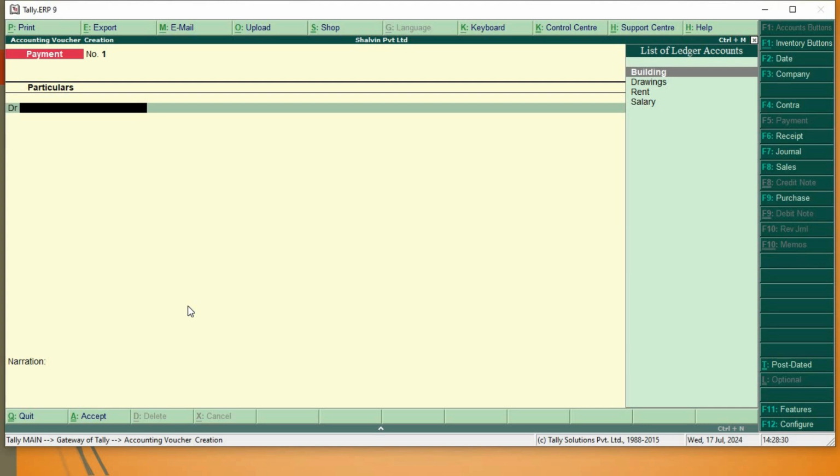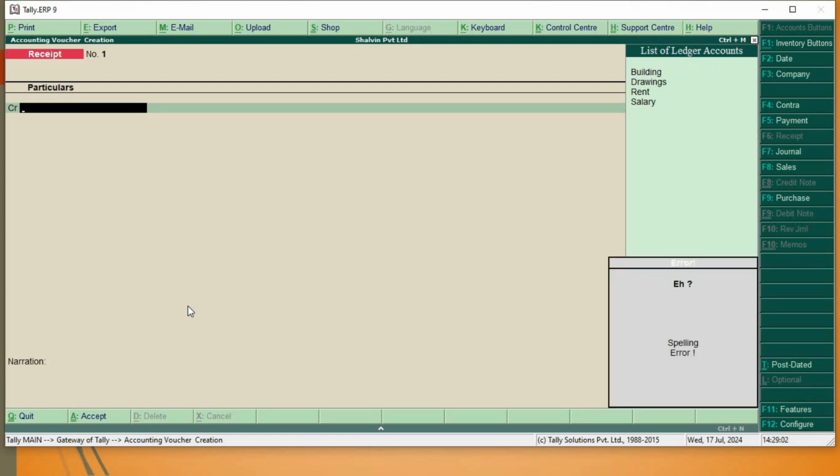So capital, there is inflow of money. So it has to be entered in receipt voucher. And the shortcut key for receipt voucher is F6. Capital, it is on the credit side because owner is the giver. So here I have not created the ledger called capital. So if I just press C for capital, I am not getting it. I am getting a spelling error. Why? Because I have not created the ledger.